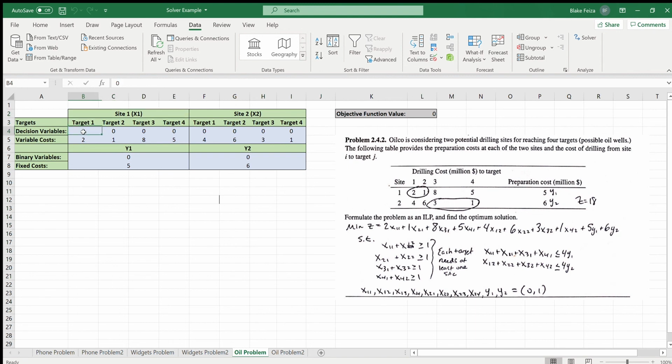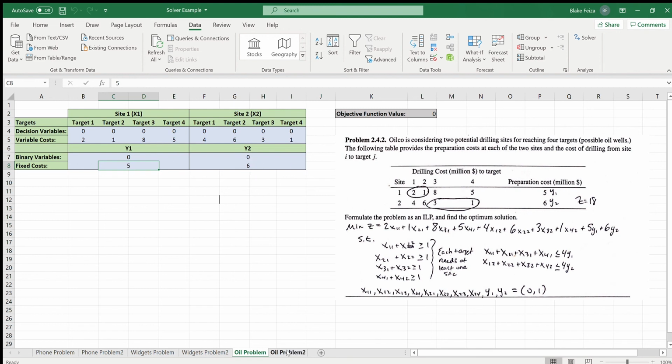We have that row of zeros up top because this is what Excel is going to change. And then yet again from site 2 to target 1, it's 4 million, and then 6, 3, 1 for targets 2, 3, 4. And then for our preparation costs, we have the zeros up overhead again, and our fixed cost is going to be 5 million to activate site 1 and 6 million to activate site 2.